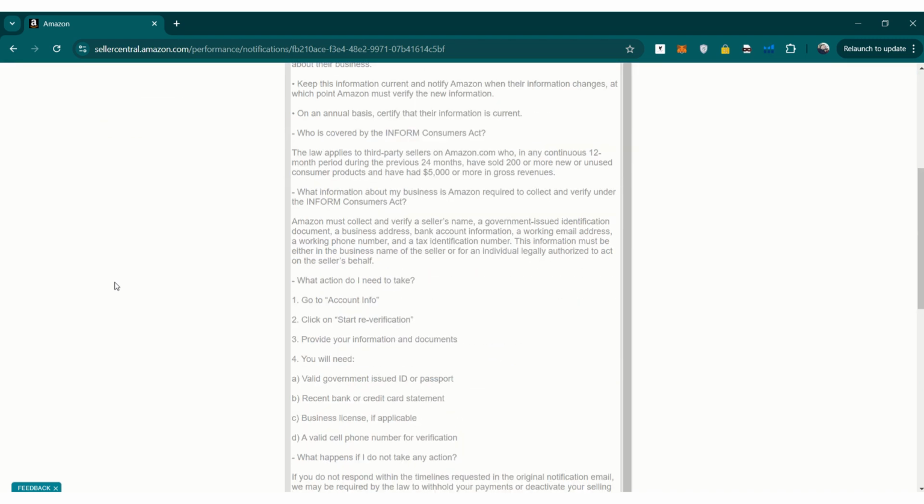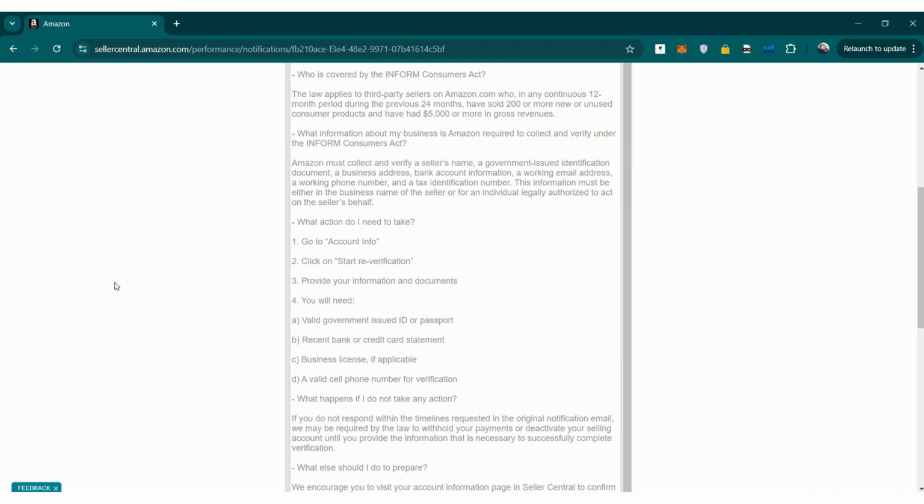If your appeal is rejected, don't give up. Reassess your POA, make any necessary adjustments, and resubmit it. Persistence is key in navigating the appeals process. By following these steps, you increase your chances of getting your Amazon seller account reinstated and back to business as usual.